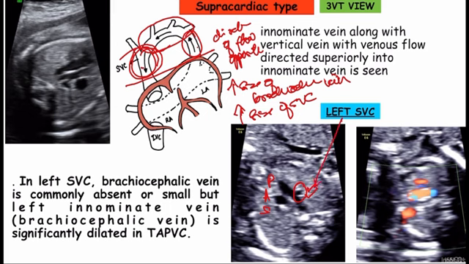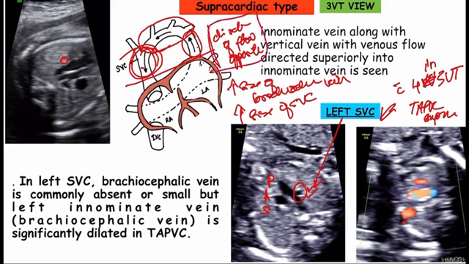But exactly in the same position, you may also see the abnormal venous drainage of supracardiac type. So how to differentiate between the two? Between left SVC and TAPVC supracardiac type with 4 vessels in the 3-vessel trachea view. So how to differentiate between both?